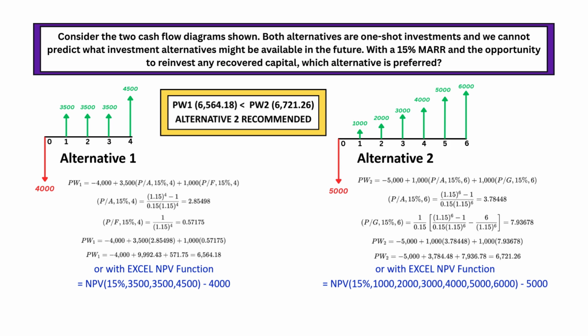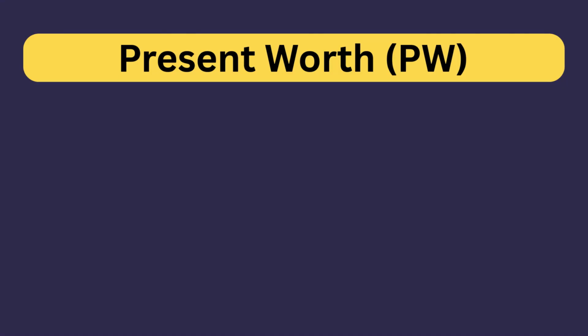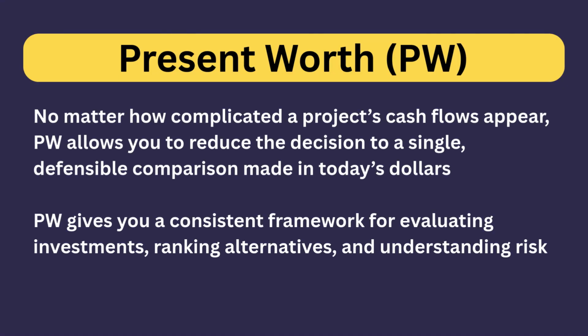This example reinforces the core principle of present worth analysis. Regardless of the complexity of the cash flow pattern, all economically sound decisions can be reduced to a comparison of equivalent values at time zero. So if there's one idea to take away from this video, it's this. No matter how complicated a project's cash flows appear, present worth allows you to reduce the decision to a single, defensible comparison made in today's dollars. By anchoring every analysis at time zero and using the MARR to reflect opportunity cost, present worth gives you a consistent framework for evaluating investments, ranking alternatives, and understanding risk.